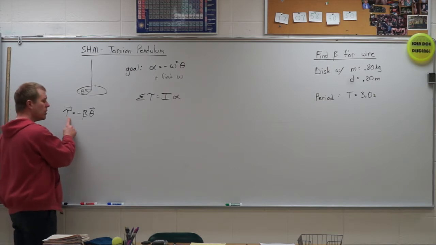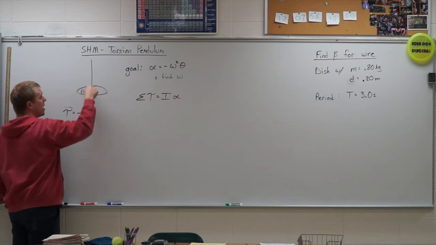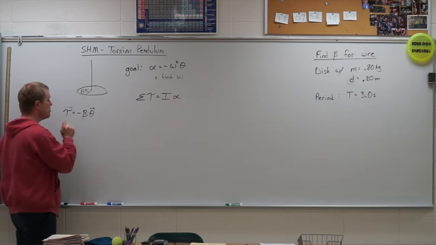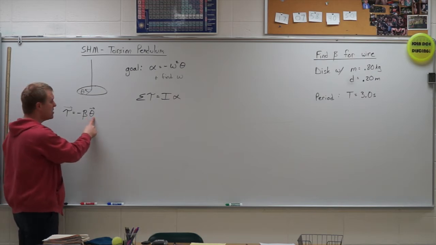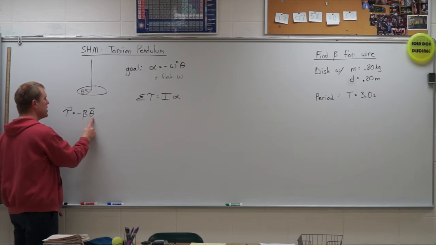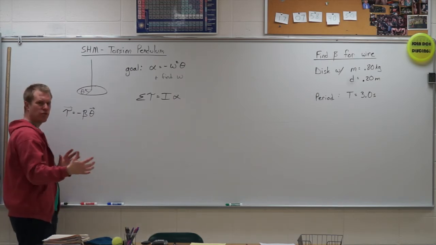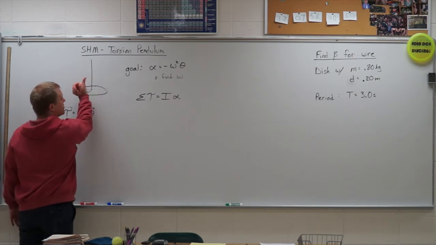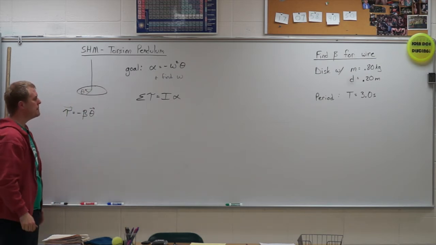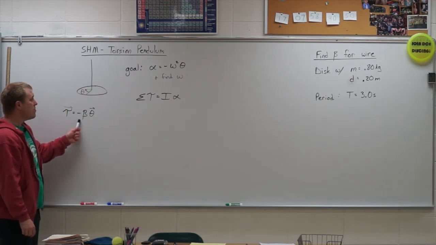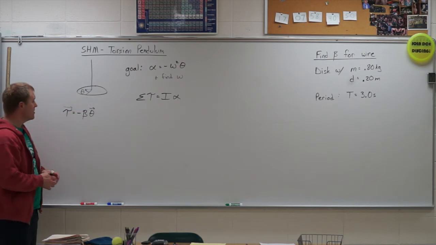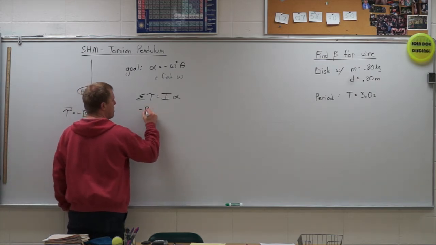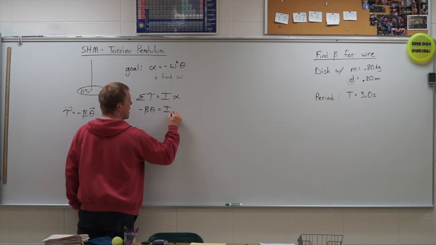So the torque produced by our wire or our rod is equal to negative the torsion constant, which we use beta for here, times the angular displacement. The negative is just telling me that the displacement and the torque have opposite directions. So if we are twisting it this way, the reverse torque is going to be produced in the other direction. This is my only torque acting on my disc. There are no other forces here. So we're going to plug that in: negative beta times theta is equal to I alpha.